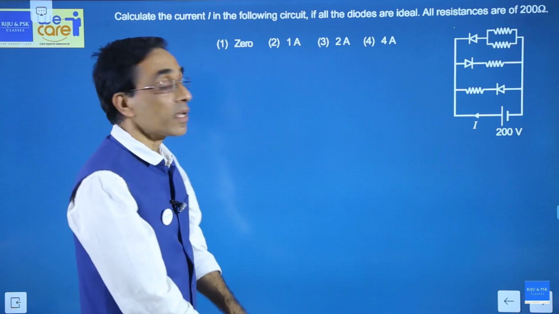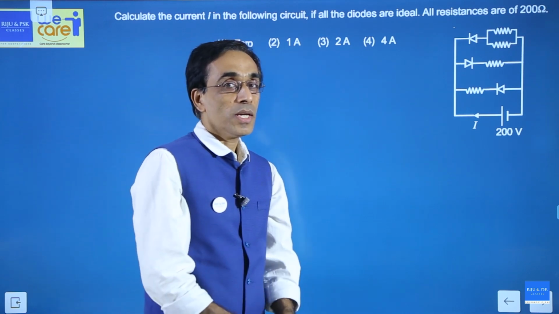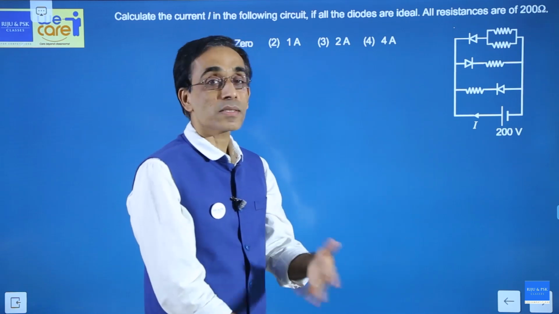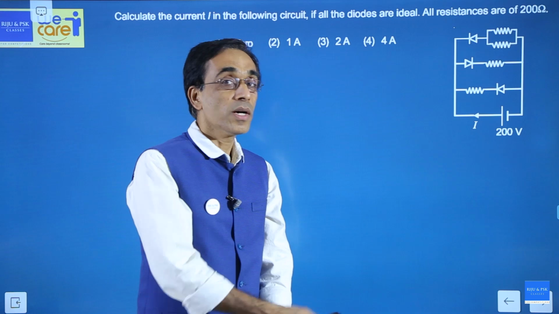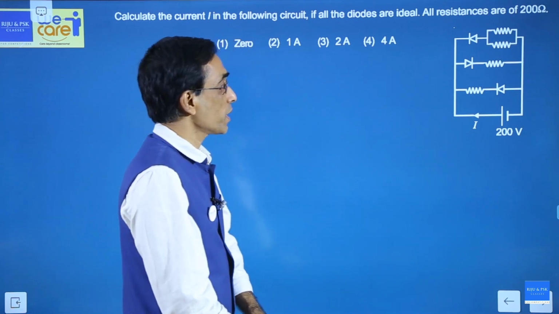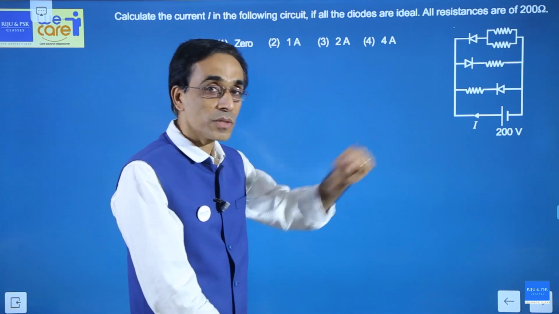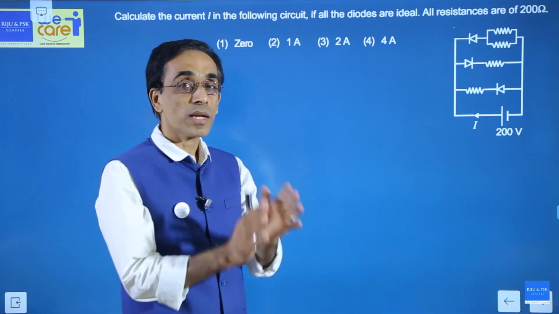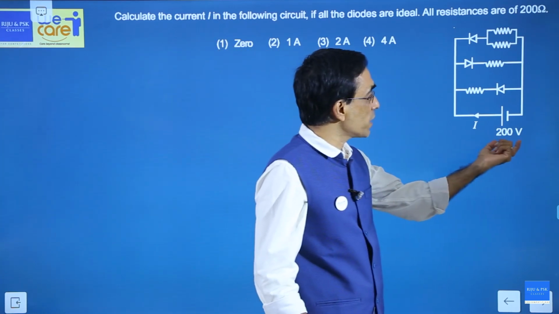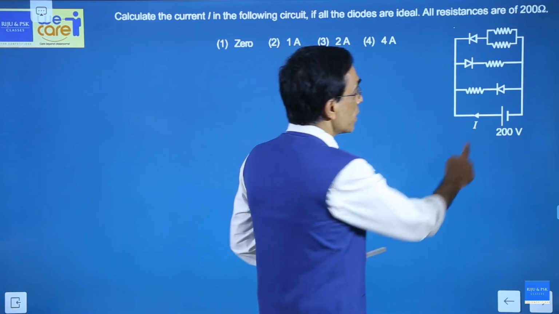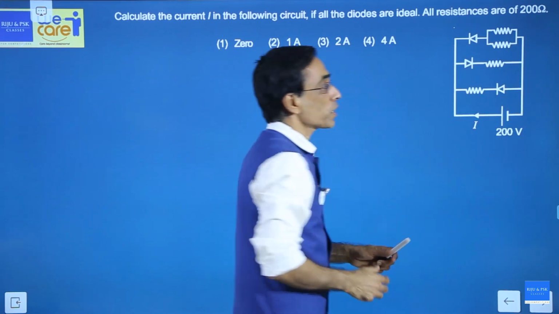If all the diodes are ideal, what does an ideal diode mean? If a diode is ideal, forward resistance is 0, reverse resistance is infinity. That means if a diode is forward biased, you can consider it as a short circuit, and if it is reverse biased, you can consider it as an open circuit. Now, the potential difference given is 200 volt. That makes this side at a higher potential and this side at a lower potential, 0.